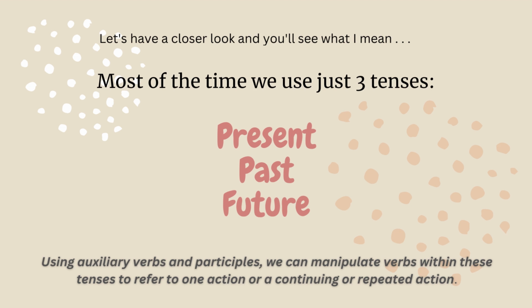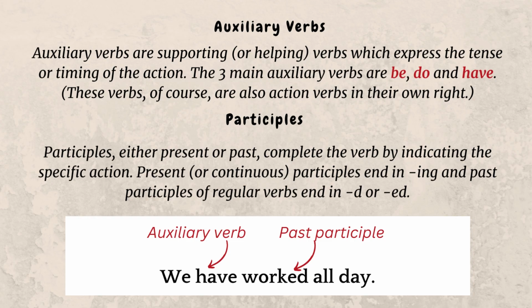Most of the time we use just 3 tenses: present, past and future. Using auxiliary verbs and participles, we can manipulate verbs within these tenses to refer to one action or a continuing or repeated action. We're not even aware we're doing this, we just do it. That's how clever we are with language. Let's look at auxiliary verbs and participles and how we use them.